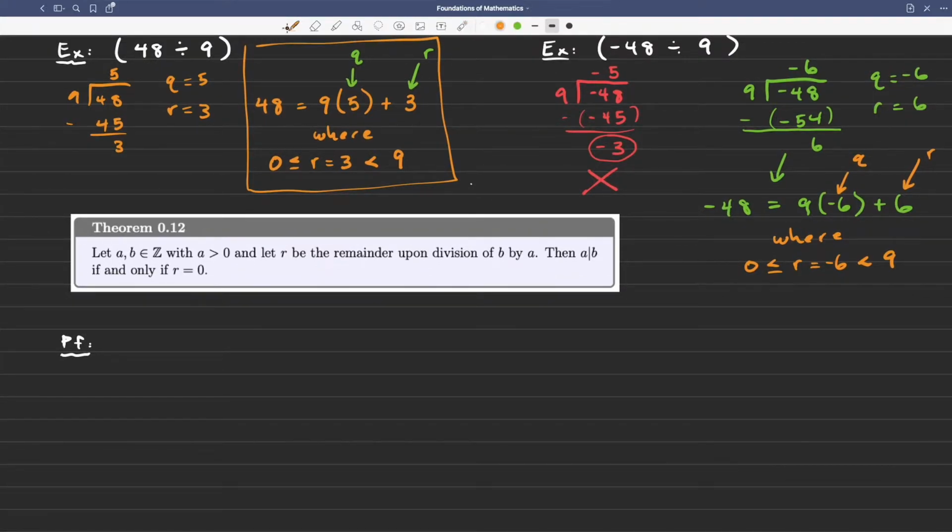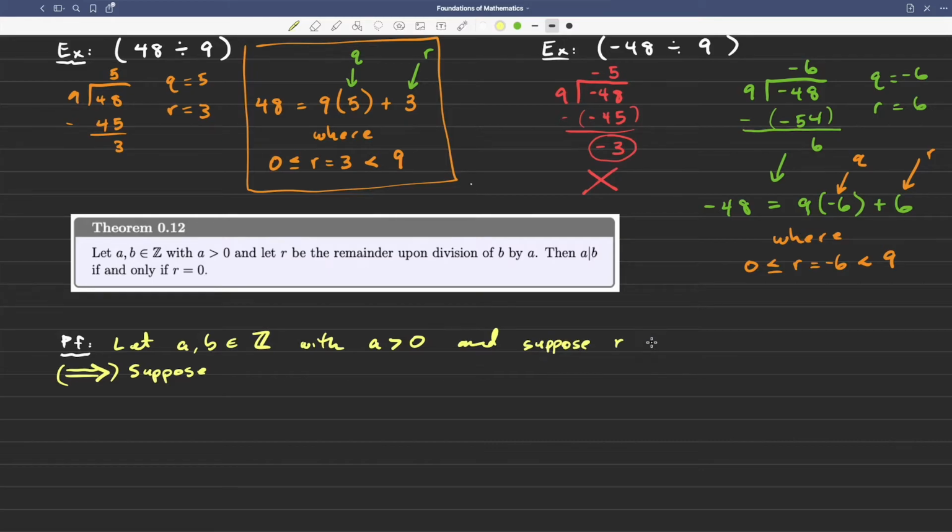The if and only if part means that these two facts imply each other separately. So a divides b implies that the remainder must be 0 when you divide b by a using the division algorithm. But also, if you do division and you get a remainder of 0, then that tells you that a divides b. So let me give you how that proof goes. Going in the forward direction, let's start off the proof by saying, let a and b be integers with a greater than 0, and suppose r is the remainder upon doing b divided by a per the division algorithm. And so then going in the forward direction, I'd suppose a divides b.